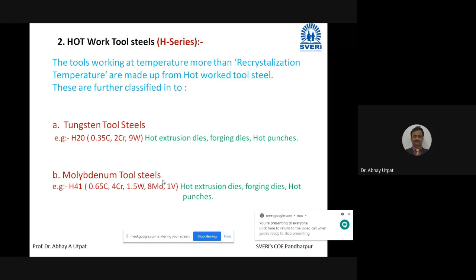So I was explaining tungsten type and molybdenum type. Both applications are the same. Only tungsten is costlier than molybdenum. In that case, you can add more molybdenum. H is the common symbol, or series we can say. H20 is tungsten type tool steel. H41 is molybdenum type tool steel. If somewhere you read H20, you have to understand H means hot work tool steel, and 20 is some range. See, 1 to 25 may be tungsten type, 25 to 50 may be molybdenum type.